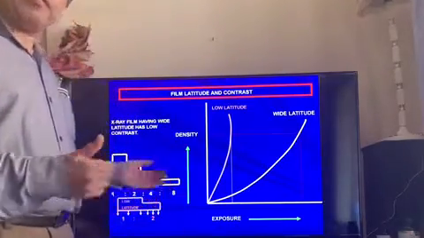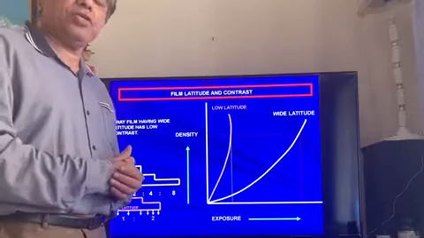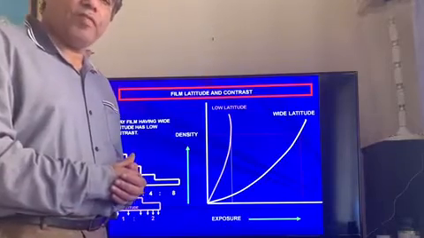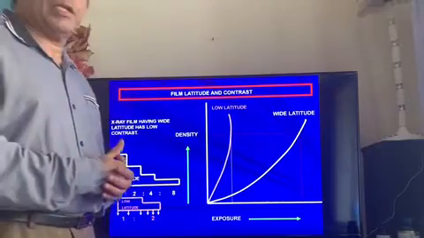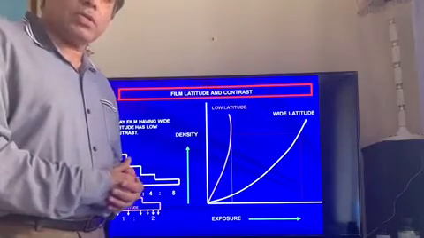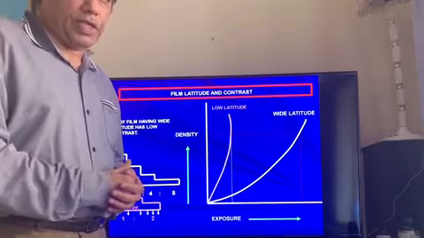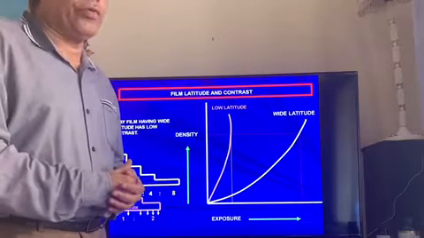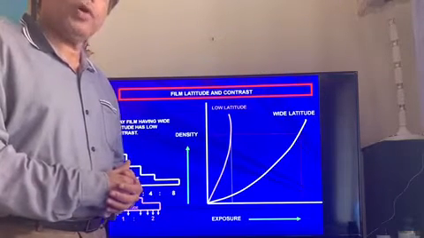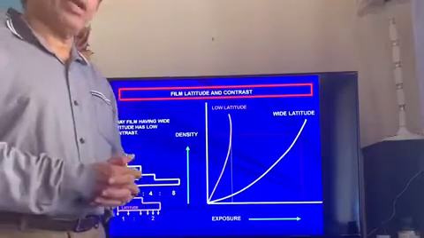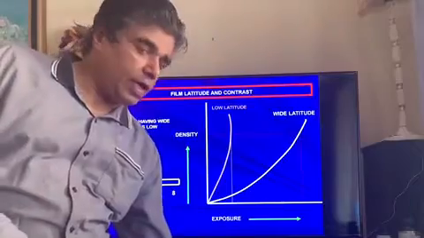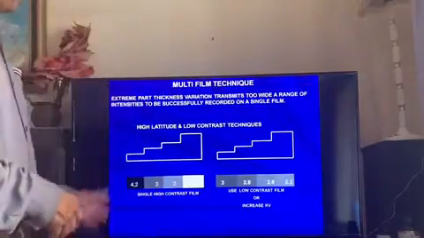Now, if the latitude is high and if I choose a high contrast film, obviously the thin portion will get too dark, the thick portion will get too light. So it is not possible to obtain an acceptable radiograph, especially with high latitude and high contrast. So how do I solve this? You can have high latitude and high contrast radiograph. It's possible. Now look at this.